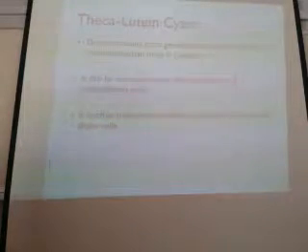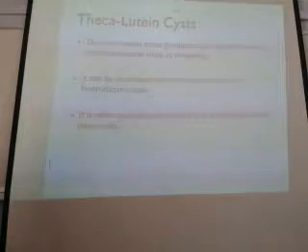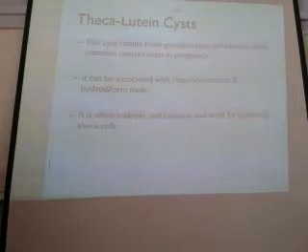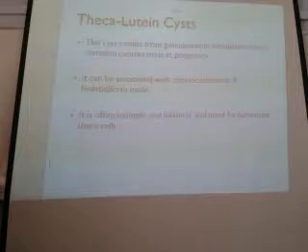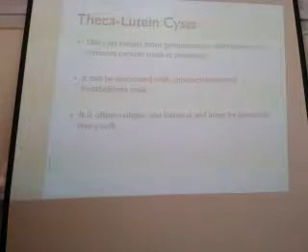The second type is the theca lutein cyst. This is reserved from gonadotropin. What is gonadotropin? Yeah, it is a hormone which stimulates the release of? Yeah. So it results from gonadotropin stimulation, most common ovarian mass in pregnancy. Why is it common in pregnancy? Yeah, that hormone is required in pregnancy. So it is associated with choriocarcinoma and hydatidiform mole. Often it is multiple and bilateral.